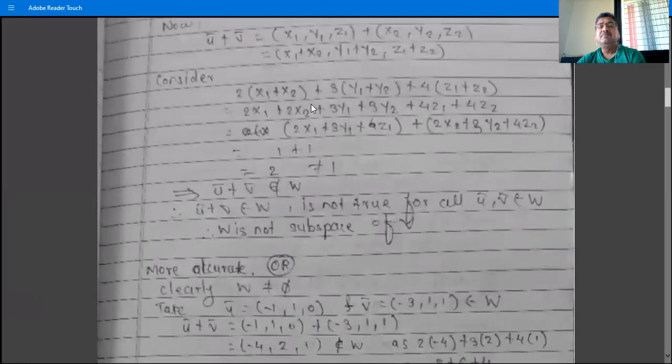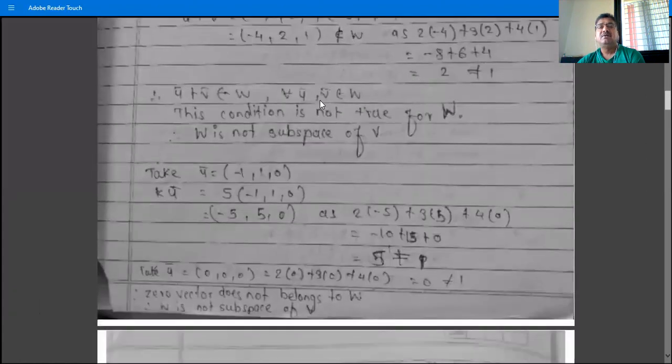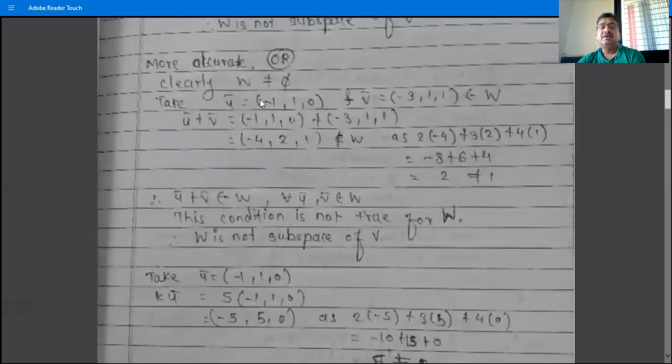(-1, 1, 0). Why? Because this satisfies this condition: 2 × -1 + 3 × 1 + 4 × 0 = 1. 2 × -1 = -2, 3 × 1 = +3, so -2 + 3, and 4 × 0 = 0. So -2 + 3 + 0 = 1. So this (-1, 1, 0) is an element of W.